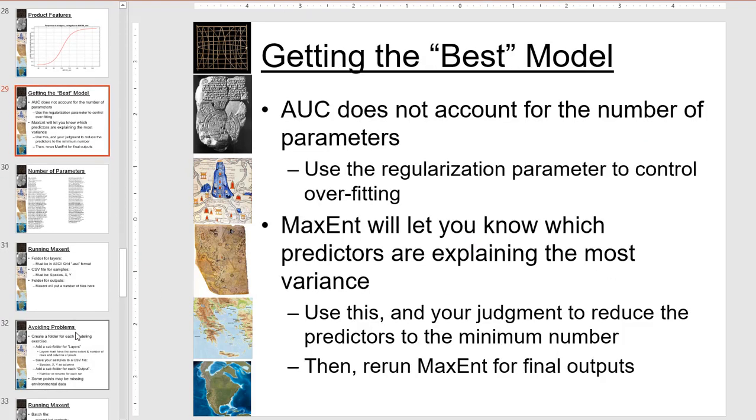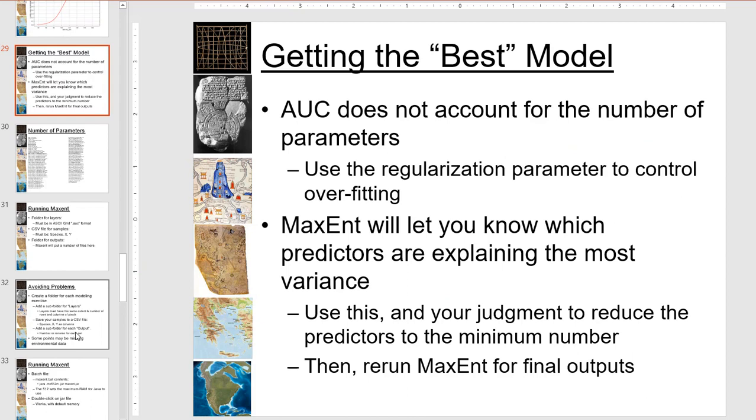Now, in MaxEnt, the real key is figuring out how to get the best model. AUC does not account for the number of parameters, so we need to use the regularization parameter to control overfitting. MaxEnt will let you know which predictors are explaining the most variance, and you want to use that in your judgment to change the predictors and the regularization parameter to get response curves that you think work well.